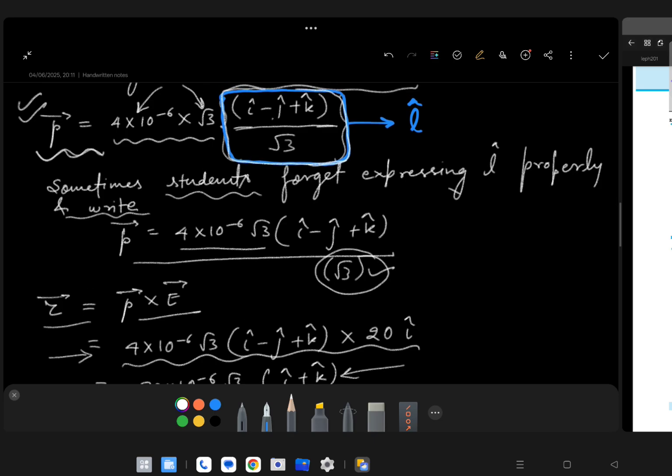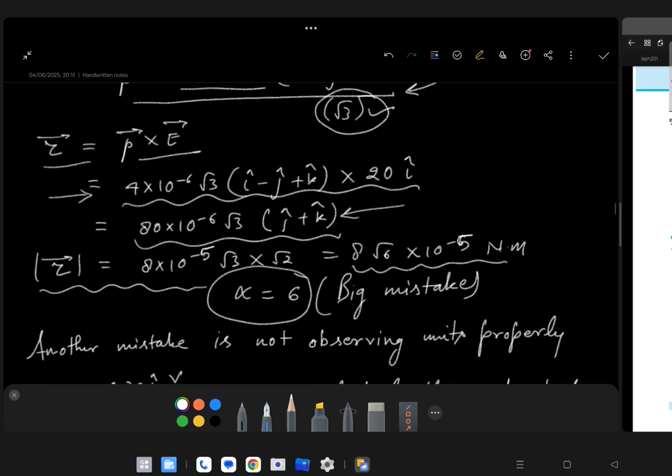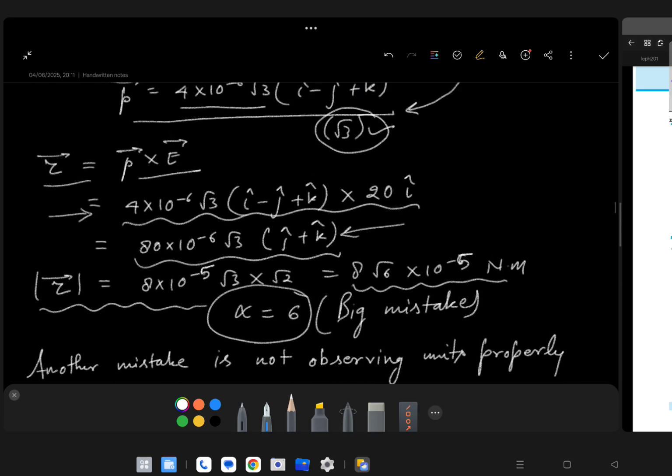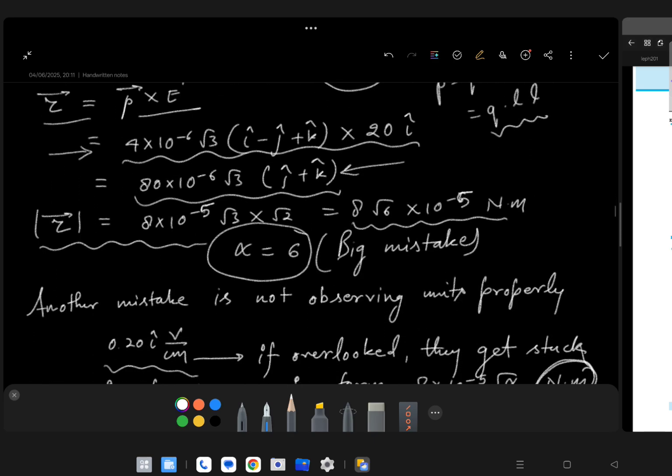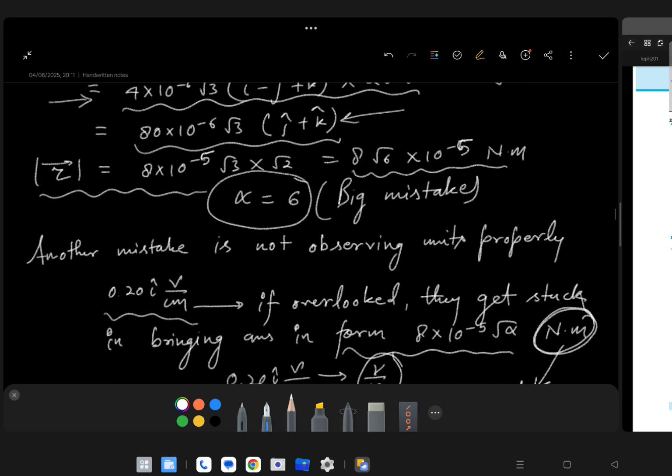So in a hurry these kind of mistakes happen, so you have to be careful about this. If you are expressing vector L in the electric dipole formula, if you are expressing it like Q into L cap, sometimes students forget this as well. So these mistakes can happen. All right, so be careful about this.